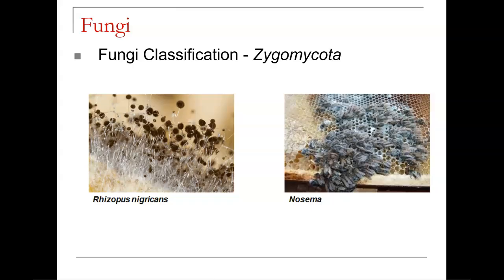Zygomycota is a coenocytic, multinucleated, saprotrophic mold. The zygosporangia are rough-walled sexual structures formed from the fusion of sexually compatible hyphae. Then you have what's called microsporidia. These are obligate intracellular parasites. Some examples of these would be Nosema, Encephalitozoon, and Pleistophora. These all can cause diseases.